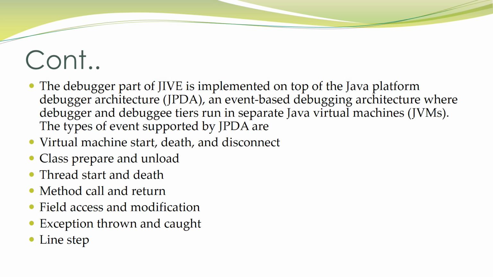Let's see what the debugger part does. The debugger is implemented on top of the Java Platform Debugger Architecture, called JPDA, an event debugging architecture where the debugger and the debuggee run in separate JVMs. The types of events supported by JPDA are: the virtual machine start, connection, and destruction or end; class prepare and unload; thread creation and end; method calls and returned values; field access and modification; thrown and caught exceptions; and line-by-line execution.